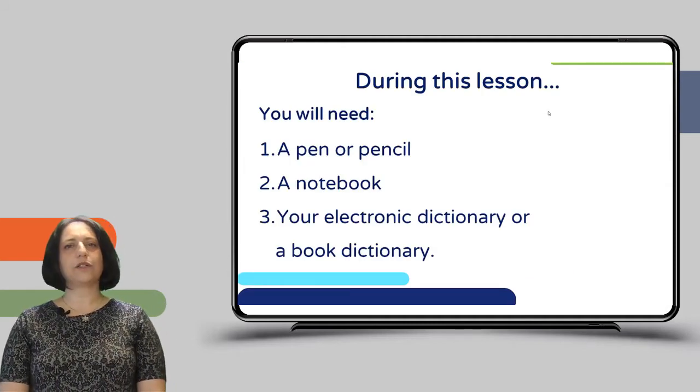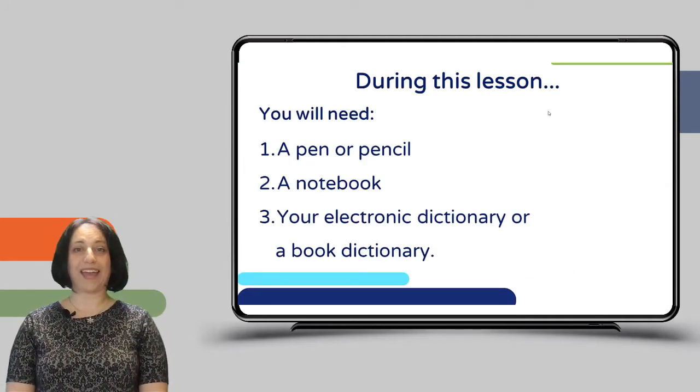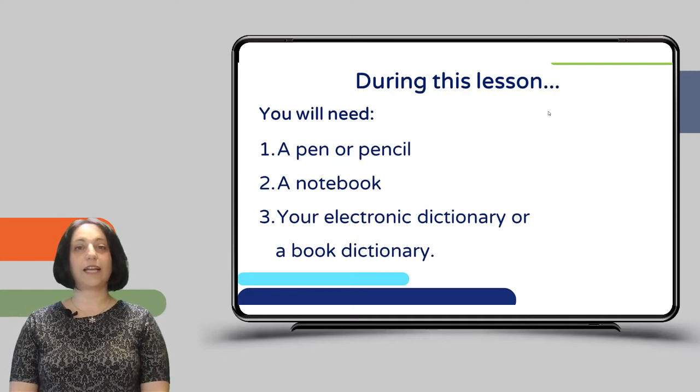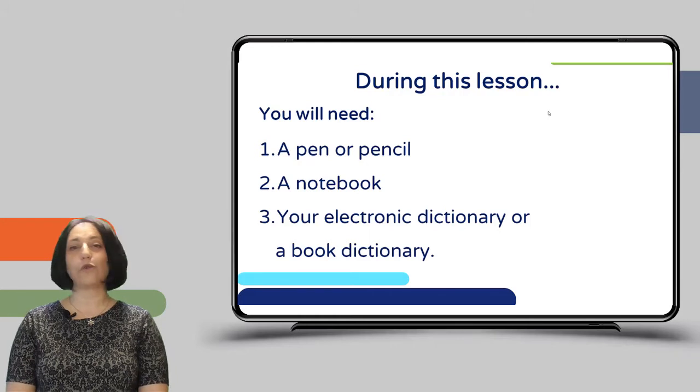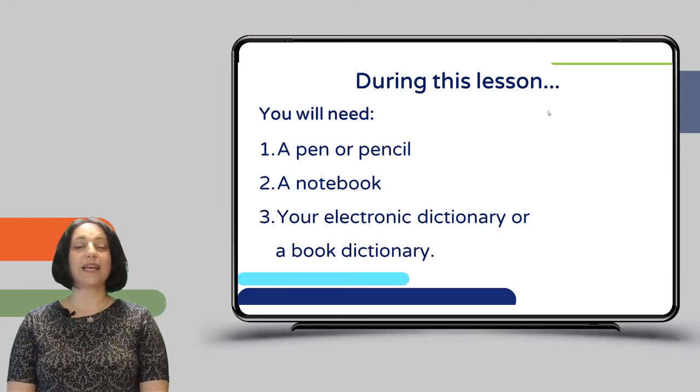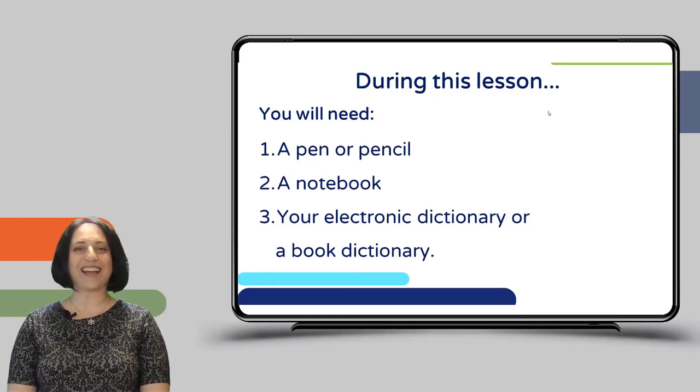So what do you need for this lesson? You need a pen and a pencil, you need a notebook, and you need an electronic dictionary or a regular dictionary. It's a good idea to have a dictionary next to you so that if there are words that you don't know, you can look them up.